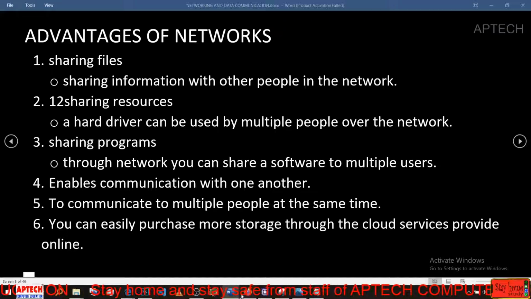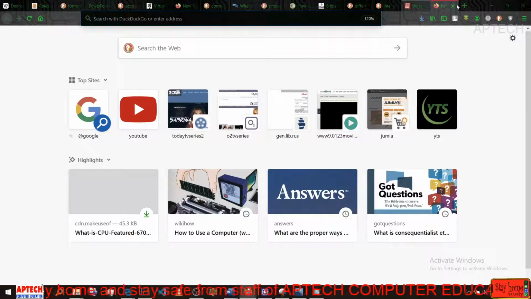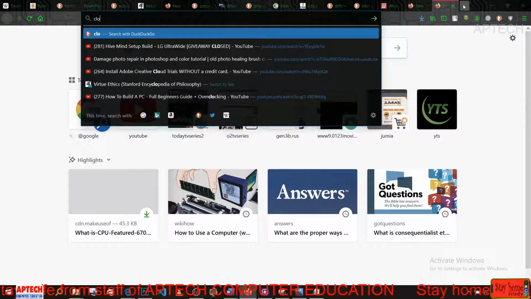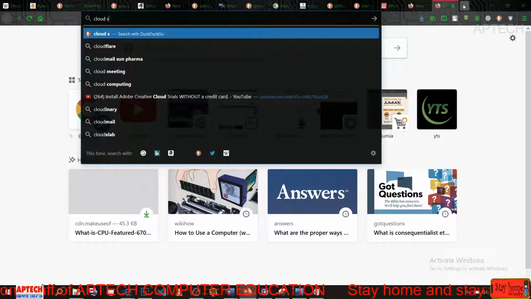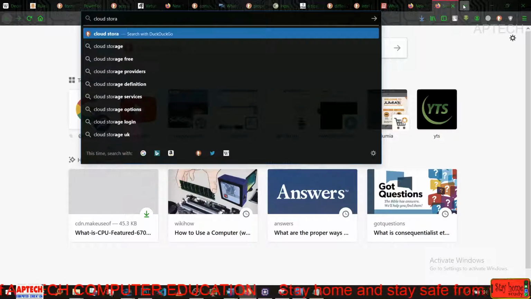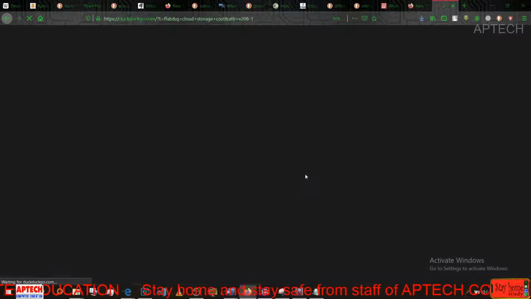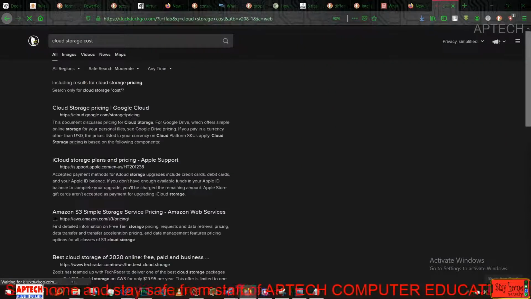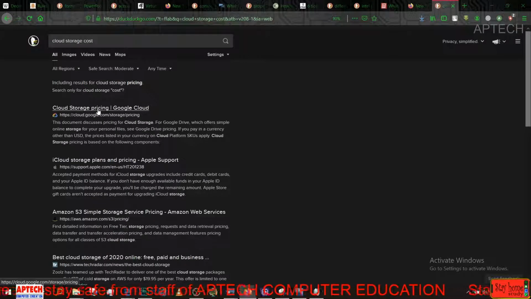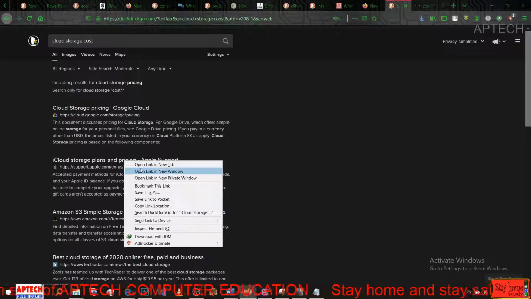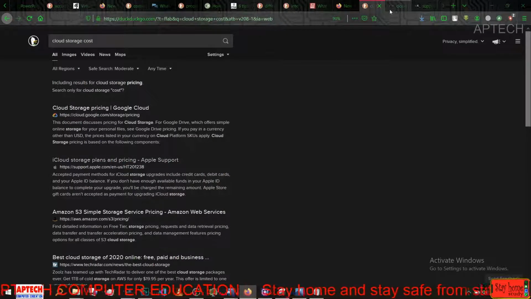will this be practical? So, cloud storage costs. Let's try to make this as practical as possible. Yeah, I can even see the Apple thing. Okay.